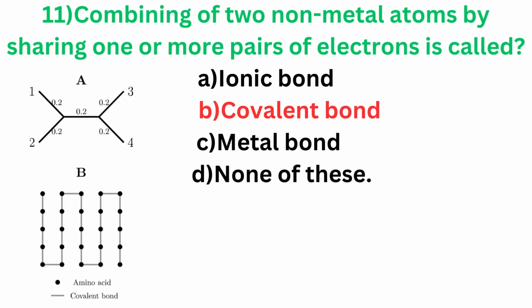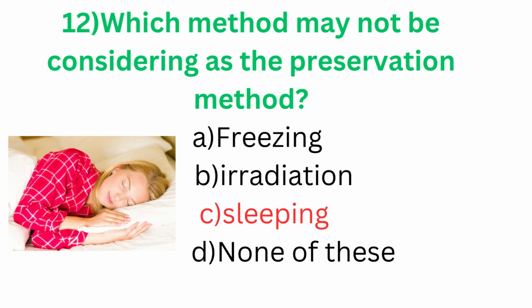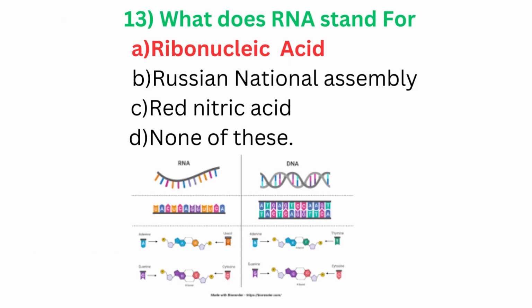And combining of two non-metal atoms by sharing one or more pairs of electrons is called a covalent bond. So in a covalent bond, there is sharing of electrons between two non-metal atoms. And which method may not be considered a preservation method? So sleeping is not a preservation method. And what does RNA stand for? So it stands for ribonucleic acid.